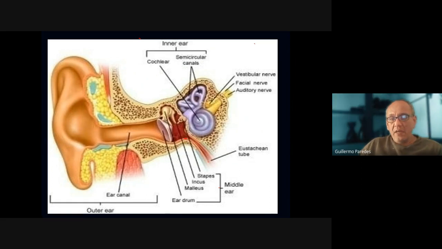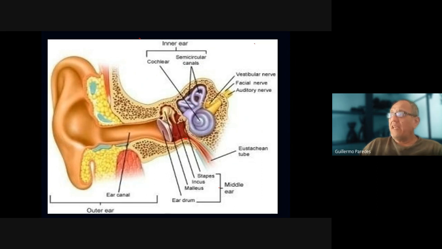You will see here that this is a tube with a lumen, with a space inside. The vestibule has a space inside. It's not solid. Outside is solid, but inside is like a tunnel, like a channel. Are you okay with that? Now, the space of the vestibule is going to continue with the space of the semicircular canal and with the space of the cochlea.